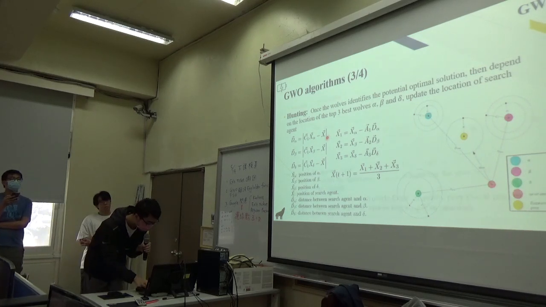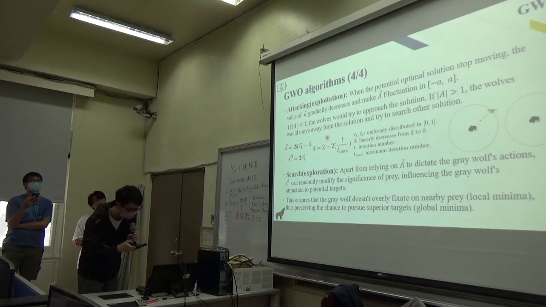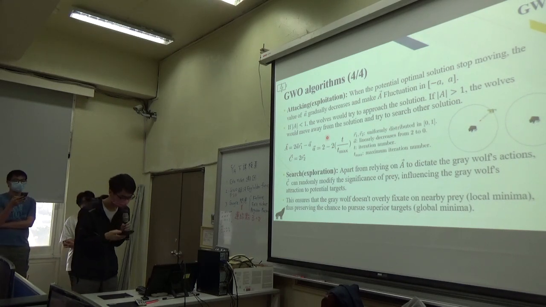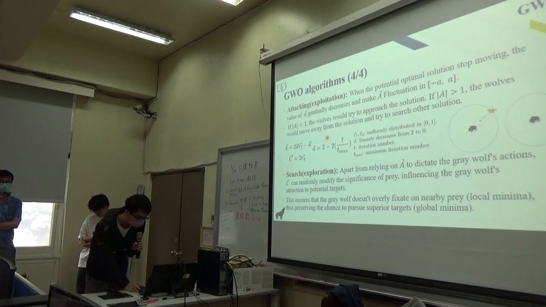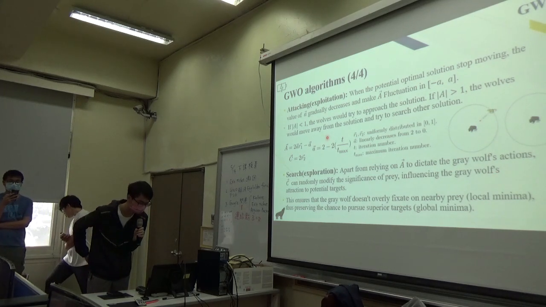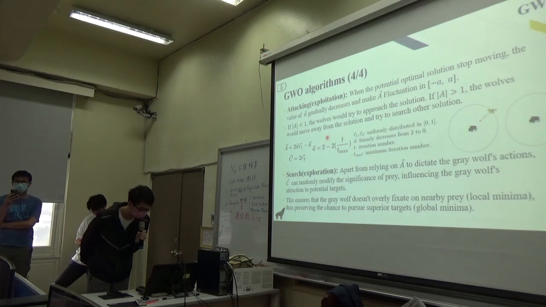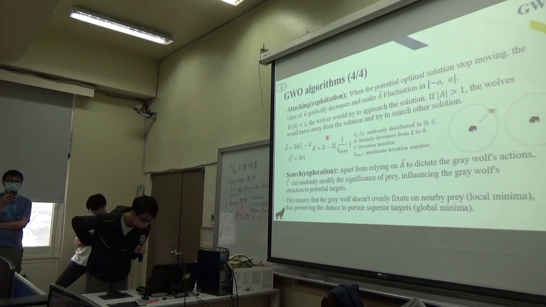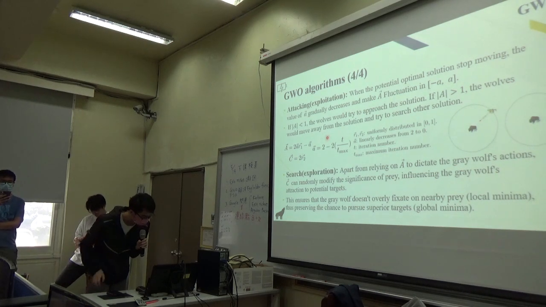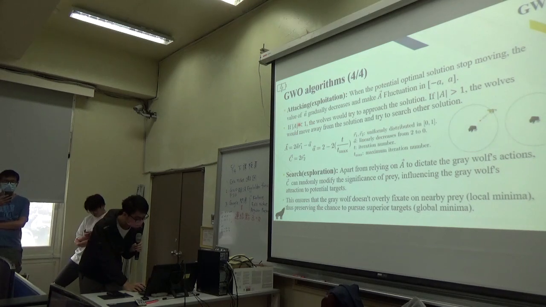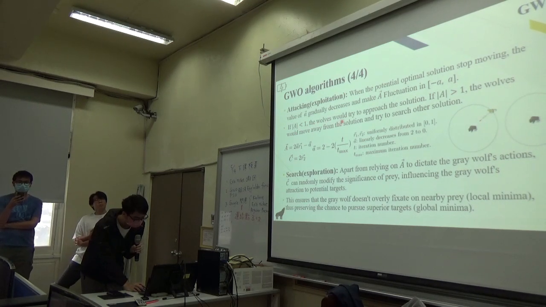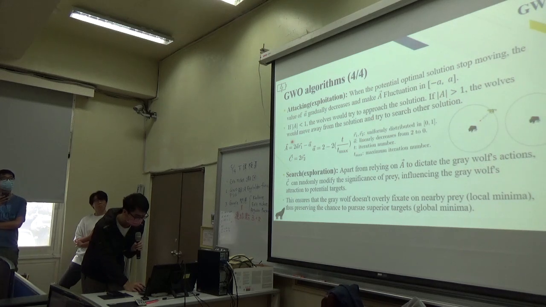And last, we are going to talk about the attacking and the searching phase. During the attacking phase, when the potential optimal solution starts moving, the value of a gradually decreases and makes the capital A fluctuate between minus a and a. If the capital A is lower than 1, the wolf will approach the solution, which is the prey. And if the capital A is bigger than 1, the wolf will move away from the solution and try to search for other solutions.